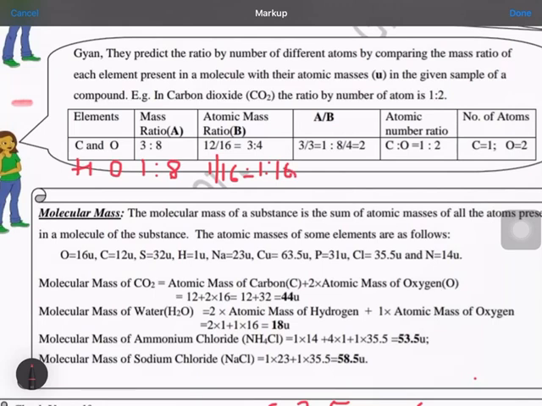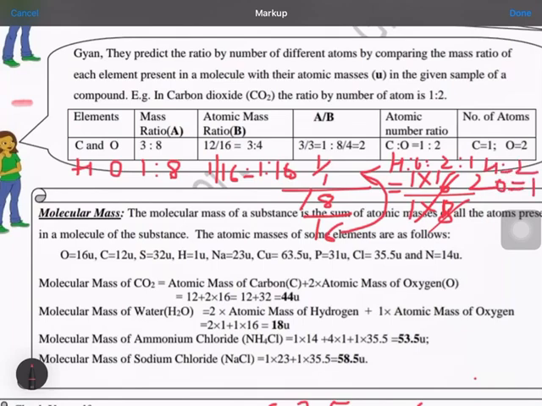Ratio: 1 divided by 8 upon 16. So 16 will go upwards and 1 will come down, so it will be 1 into 16 upon 1 into 8, which is 2. So when we write the H ratio, it is 2:1. So we can say H is equal to 2 and O is equal to 1.